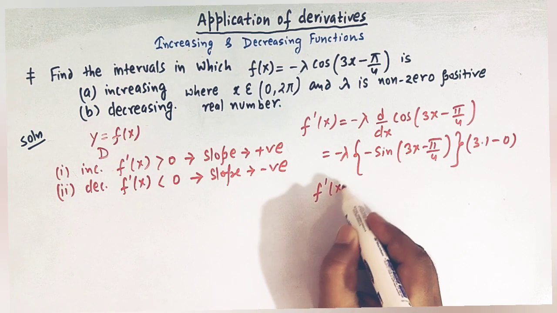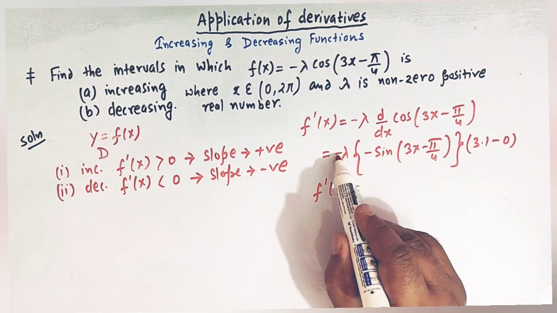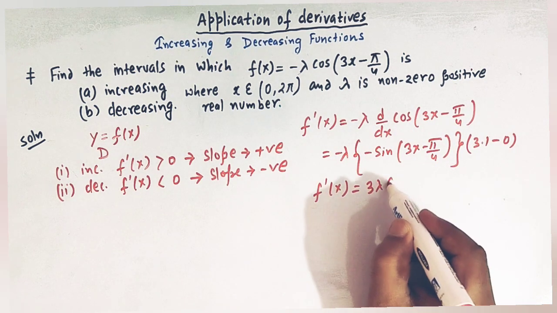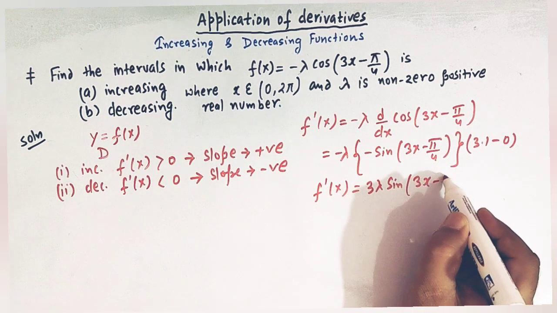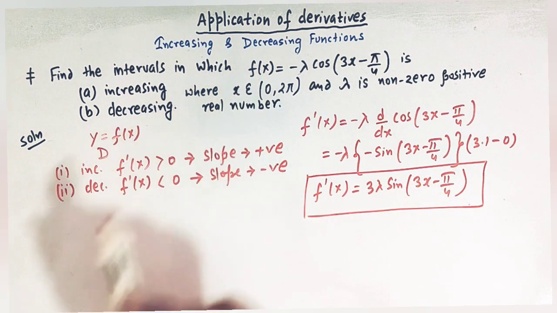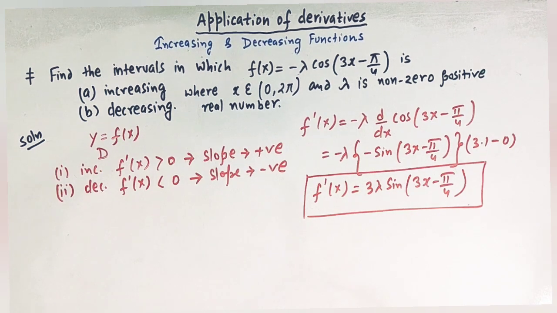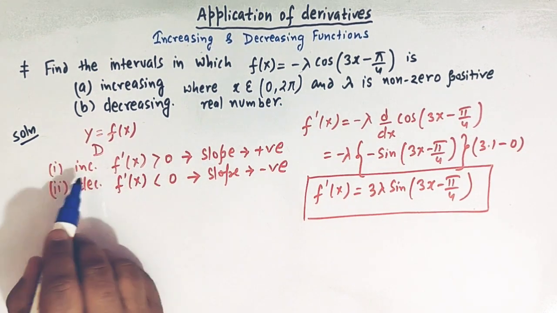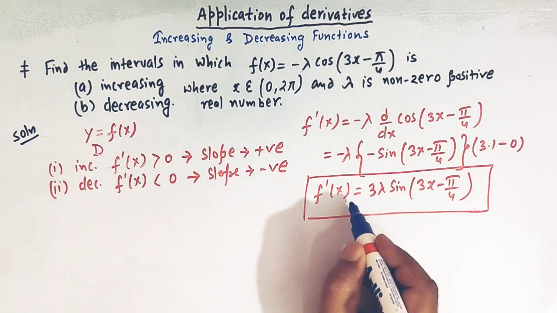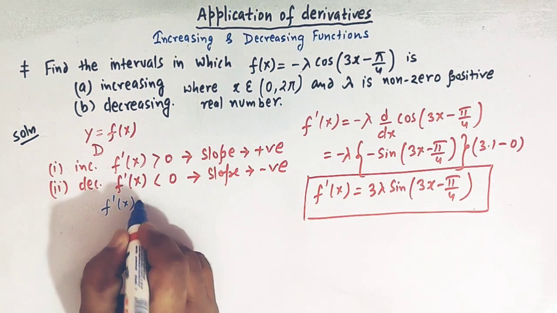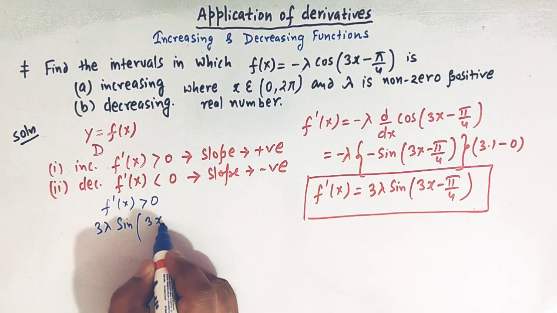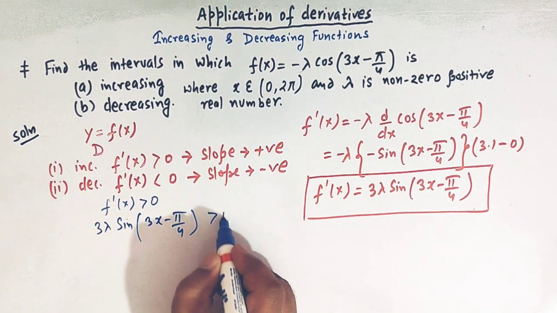So overall we have now f prime of x is minus times minus, this is positive, and here we have 3, so this is 3 lambda sine 3x minus pi by 4, right? So this is the derivative of this function f of x. So now for increasing function we have just said that the derivative must be greater than 0, right? So f prime of x must be greater than 0. So here we have 3 lambda sine 3x minus pi by 4 is greater than 0, right?